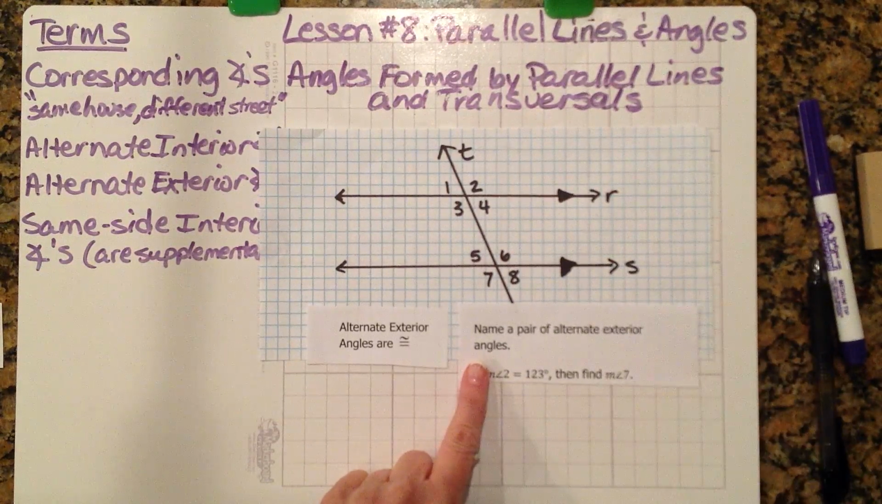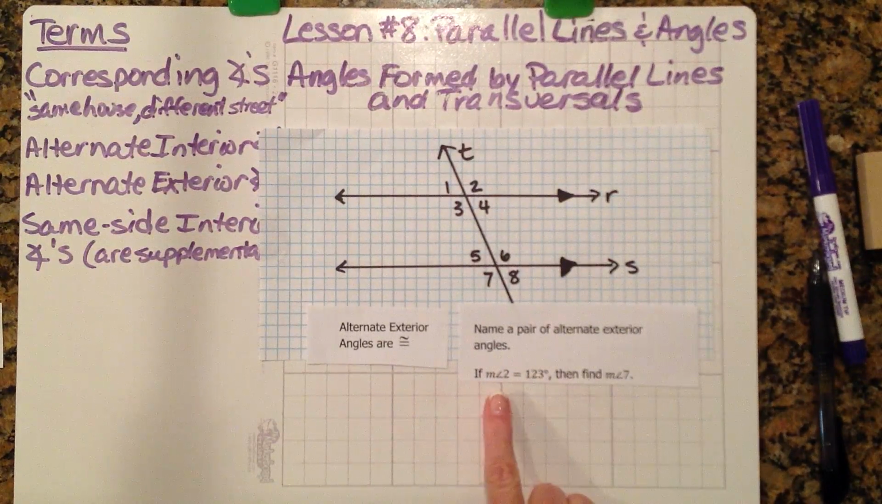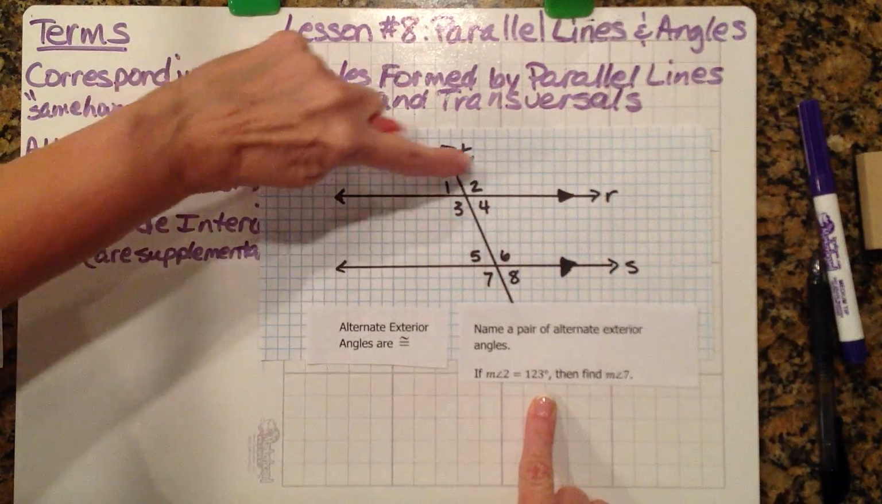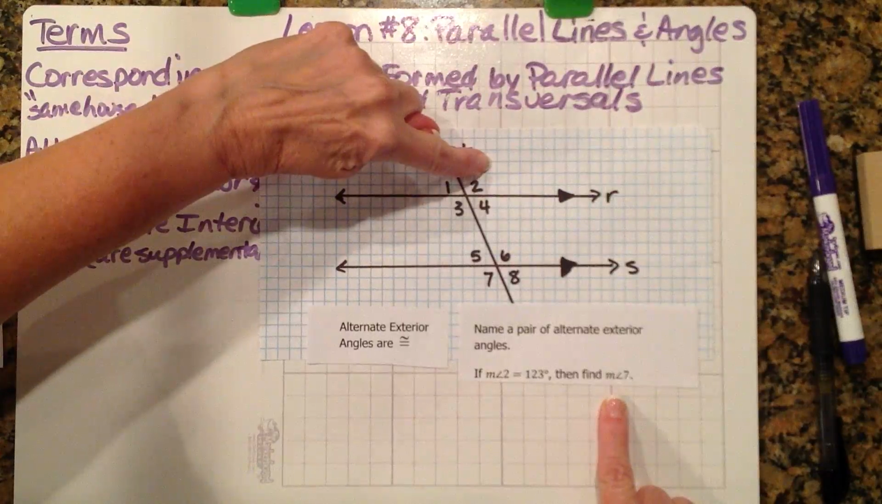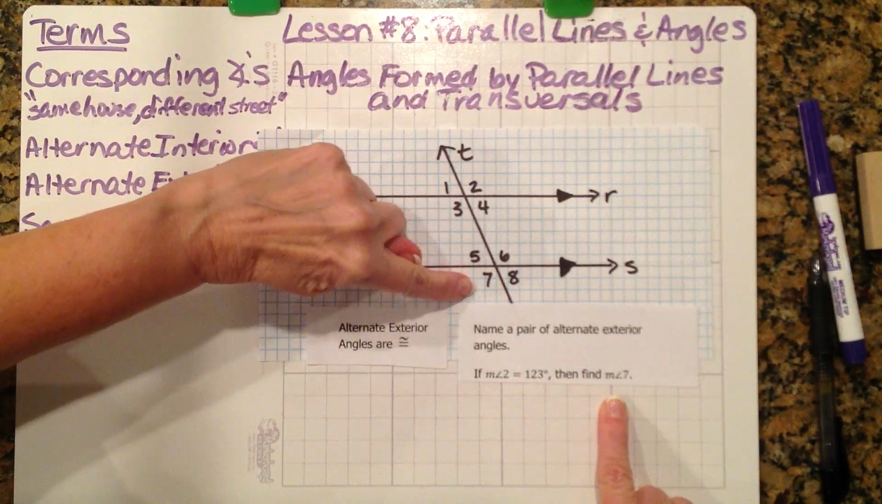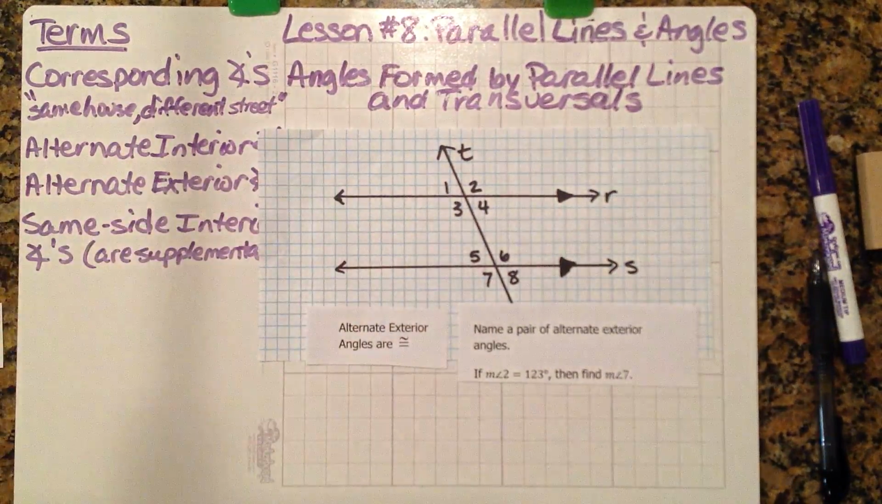So let's look at an example. If the measure of angle 2 is 123 degrees, then what's going to be the measure of angle 7? Okay, they're congruent, so it's 123 degrees also.